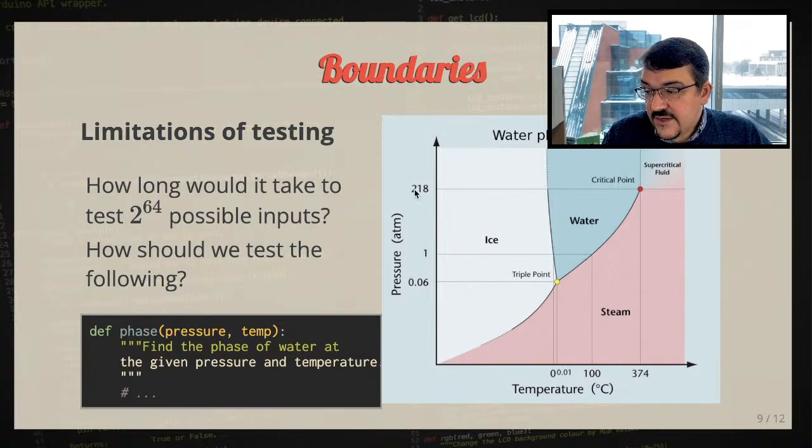But of course, at different pressures, those things happen differently. If you are on top of Mount Everest, water boils at a little bit less than 100 degrees because the air pressure is less than at sea level.